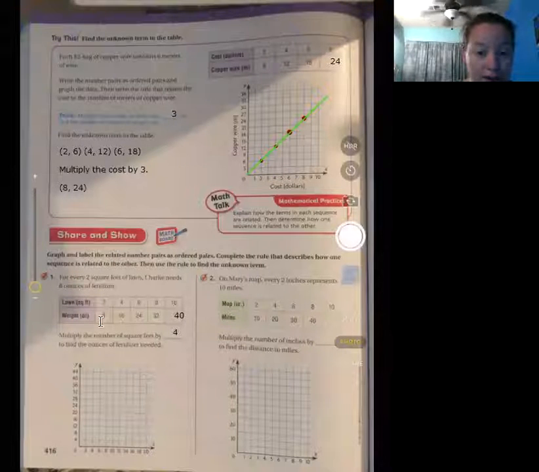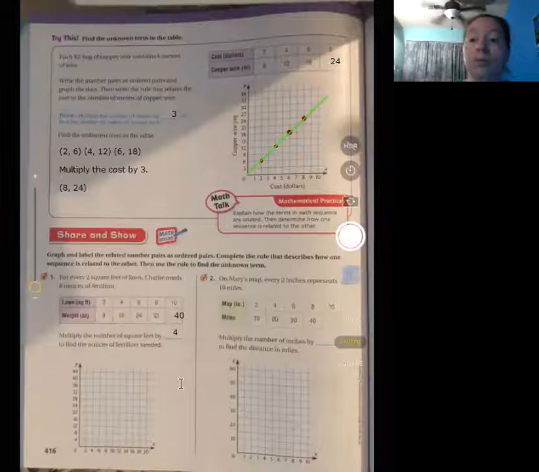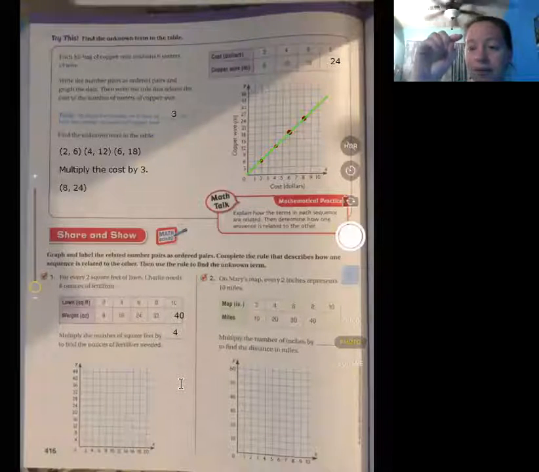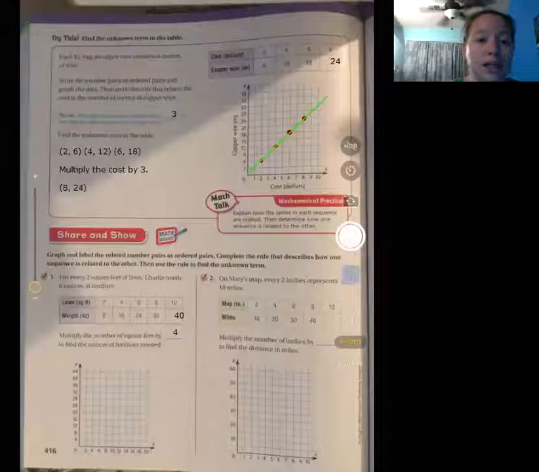Now we just need to graph this. So our points are 2, 8, 4, 16, 6, 24, 8, 32, 10, 40. Remember, top number with bottom number. That's how we get our points. All right, so let's put these in.